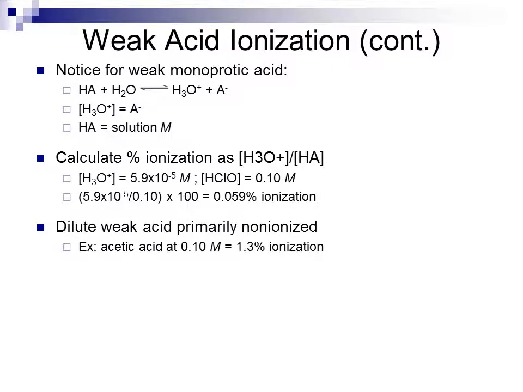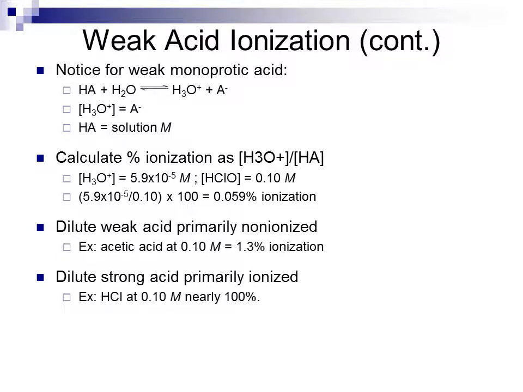Dilute weak acids are primarily non-ionized. So, for example, acetic acid, a 0.1 molar solution, has only 1.3% ionization. Usually these ionizations will be less than 5%. Dilute strong acids, however, are primarily ionized. Hydrochloric acid will be primarily 100% ionization for a 0.1 molar solution.